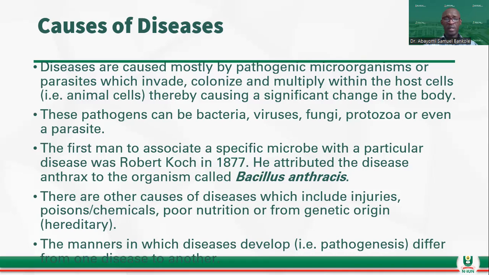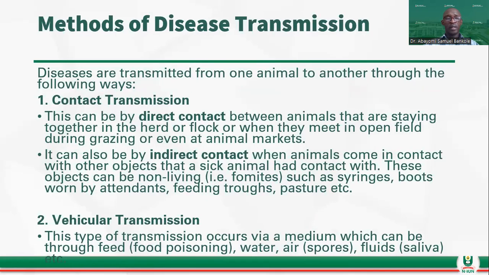Now, there are other causes of diseases which include injuries, poisons or chemicals, poor nutrition, or genetic origin, as we earlier mentioned. Now, the manner in which diseases develop, that is, the pathogenesis, differs from one disease to another.